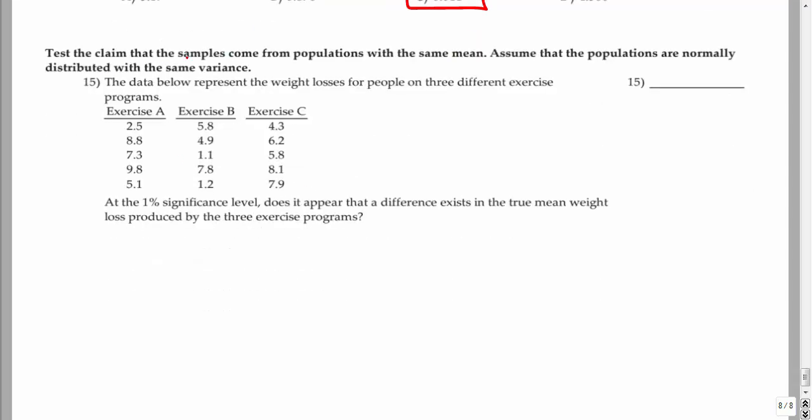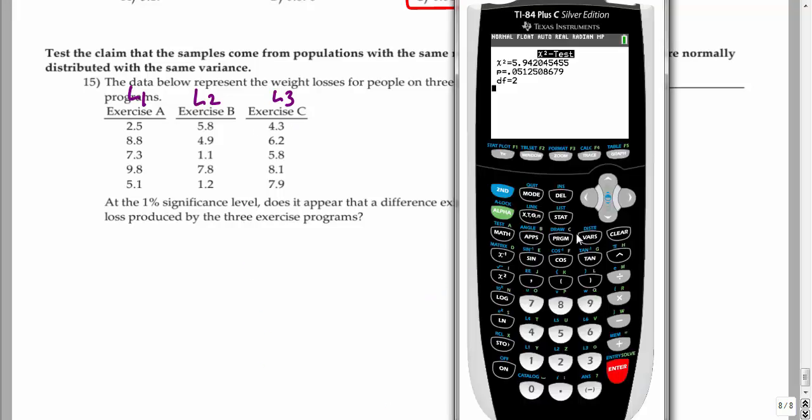This one says to test the claim that the samples come from the population with the same mean. Assume that the populations are normally distributed with the same variance. Okay. We have the data below represents the weight losses for people on 3 different exercise programs. So here's exercise A, B, and C. Now the way we're going to do this is we are going to enter this in 3 columns. So this will be L1, L2, and L3. So let's go ahead and enter these and get all of our values, and then we'll go ahead and run the official test. So we will go to Stat, Edit, Clear.